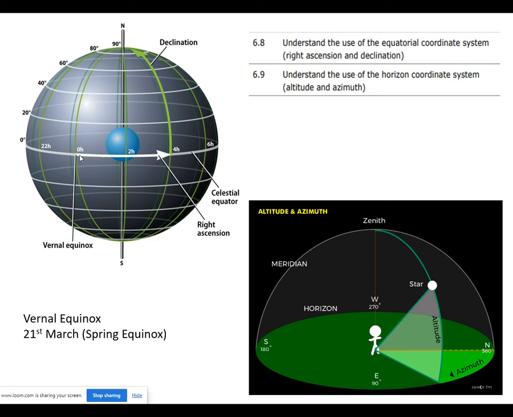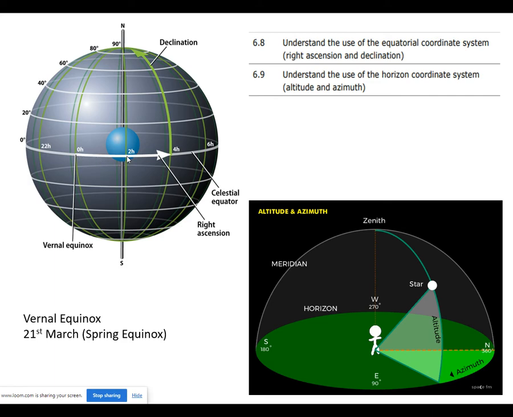Now, right ascension goes around the celestial sphere. You can see it, and it goes around in 24 hours. So it's nothing to do with time. It always uses the same system. We can use it to see how long ago something did pass the meridian, which I'll talk about shortly. So we've got 24 hours. So if something is 2 hours past, you can see how far around the celestial equator it is.